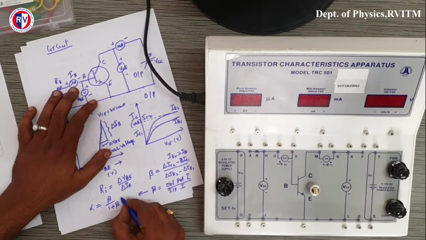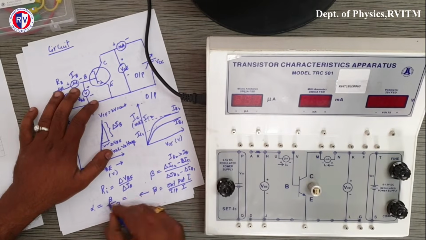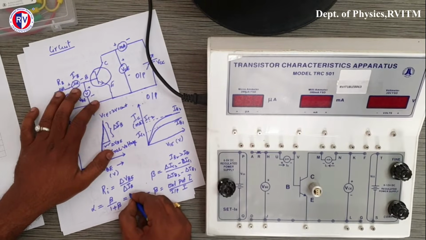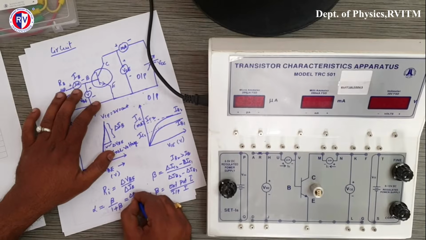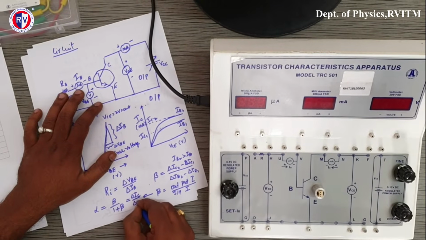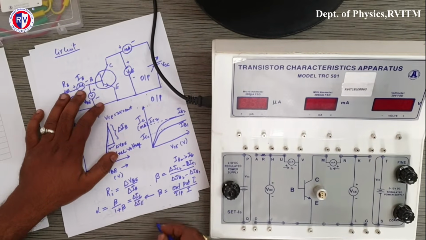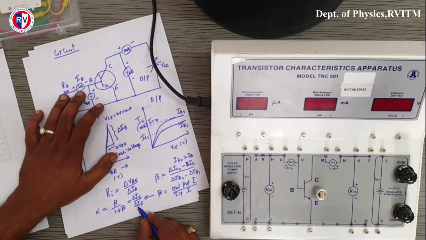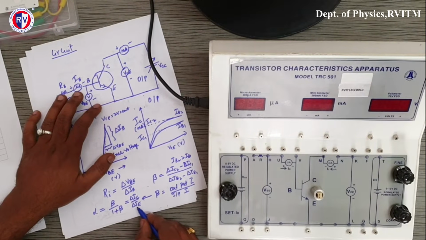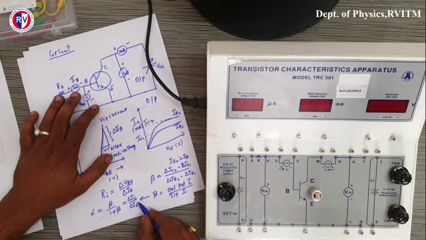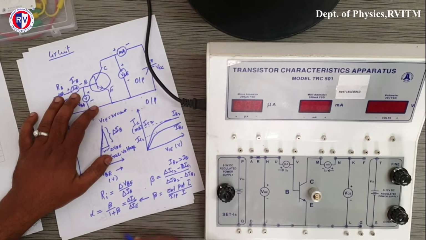So basically it is derived, it is delta IC divided by delta IE. Okay. So it is output current divided by input current in CB configuration. In CB configuration, the input current will be IE. Okay.